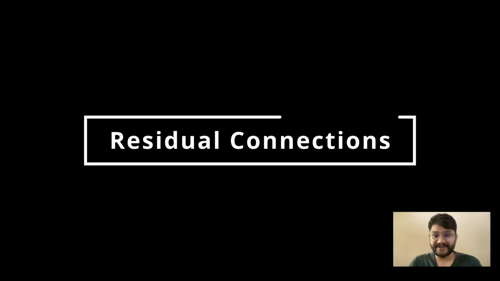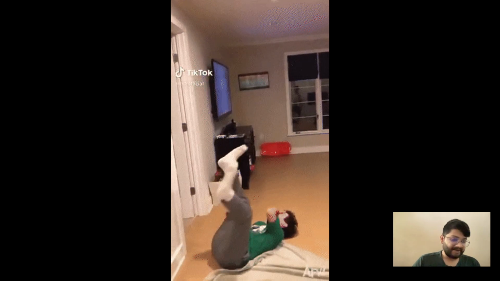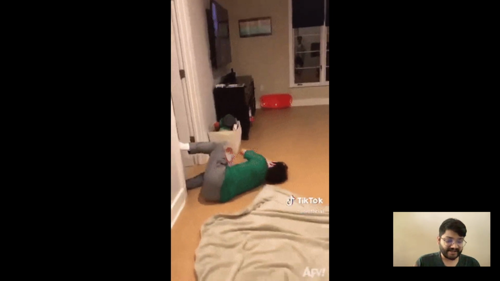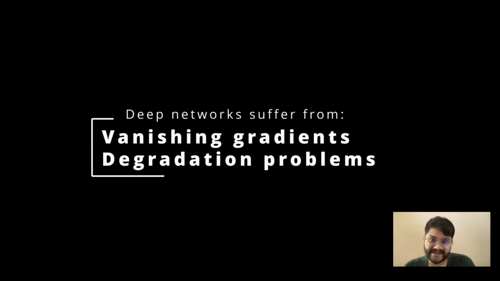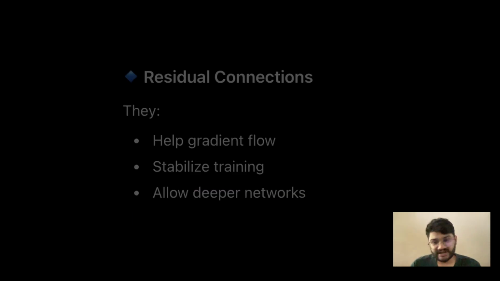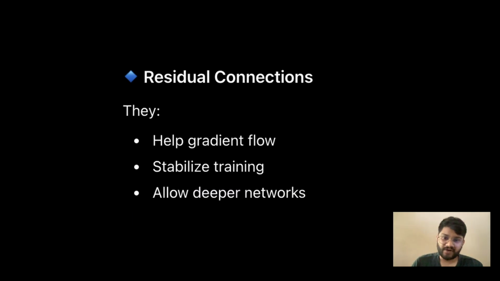And then we come to the residual connection. This is used in the encoder and decoder layers to help with gradient flow during training and mitigate the vanishing gradient problem. Deep networks suffer from vanishing gradients and the degradation problem. So the solution for this is the residual connection. The residual connection allows deeper networks, helps in stabilizing training, and helps gradient flow.